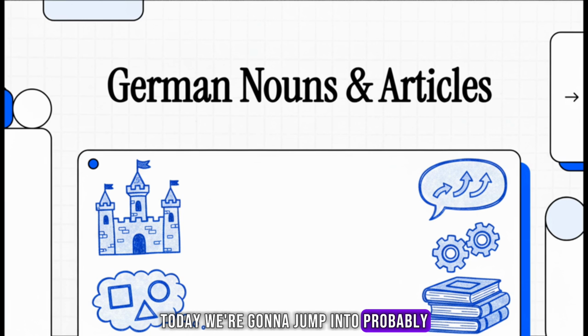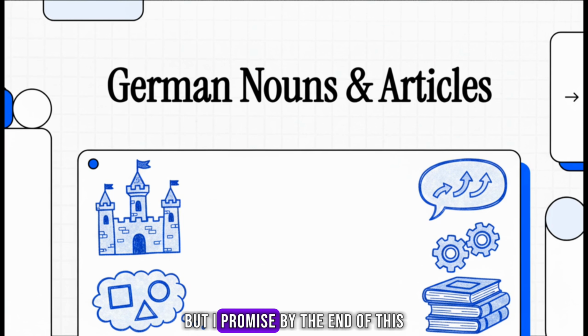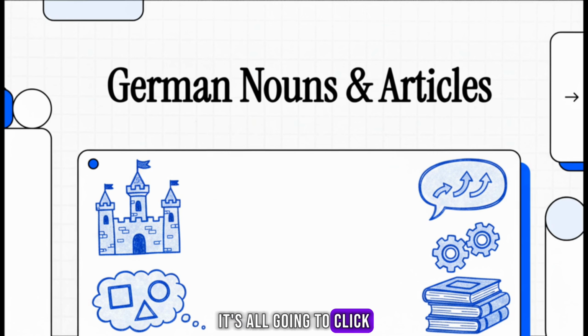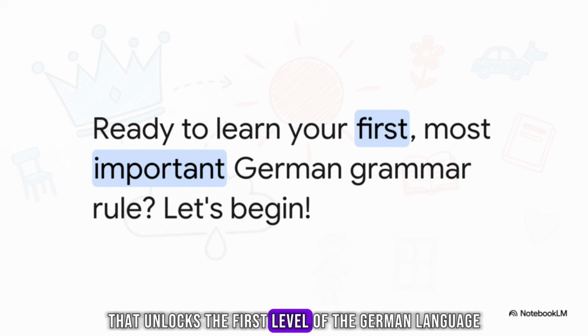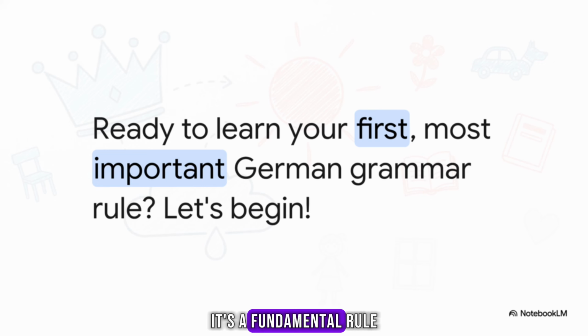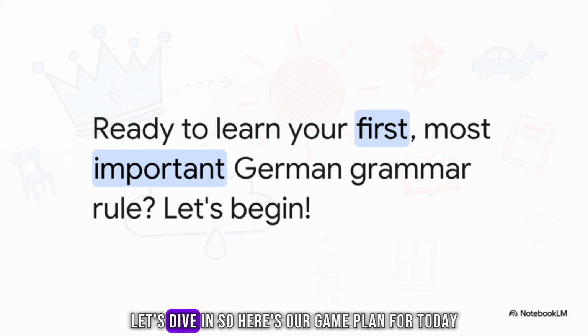Today, we're going to jump into probably the most important concept you need to get right from the start, the German articles. Now, that might sound a little grammar-y, but I promise by the end of this, it's all going to click. Think of this as the key that unlocks the first level of the German language. It's a fundamental rule that's going to help you with absolutely everything else that comes later. So are you ready? Let's dive in.